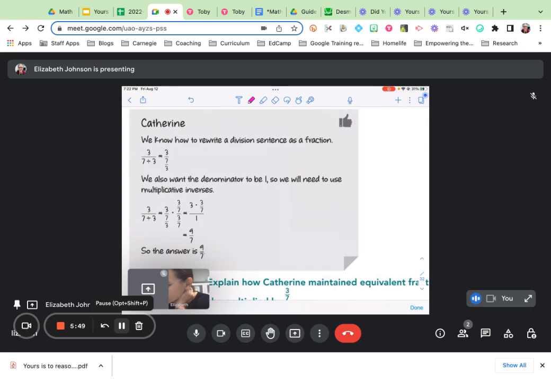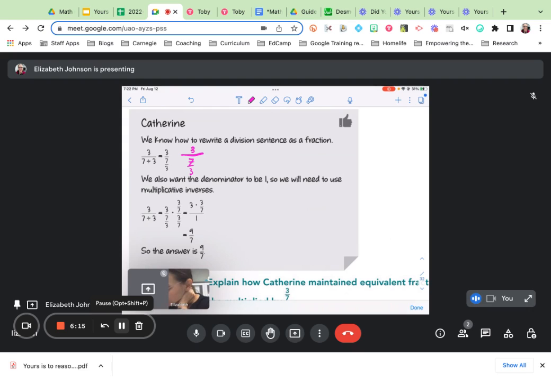She said, we know how to rewrite a division sentence as a fraction. So we have 3/7 divided by 3, but we could write it like this. We could write it as 3/7 over 3. I'm making my bar in the middle a little bit bigger to make that easier to understand. We also want the denominator to be 1, so we need to use some multiplicative inverses. So what does that mean?